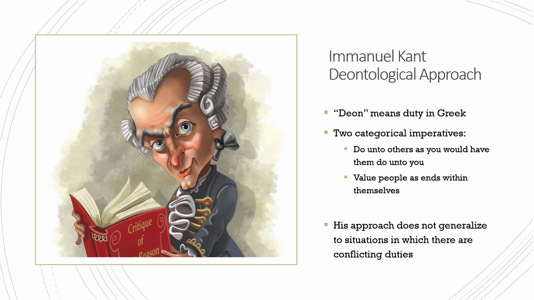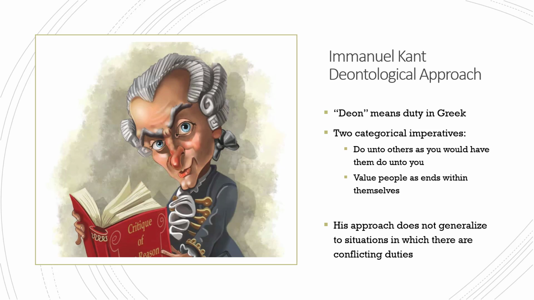Let's start with the first formula. The first categorical imperative that he has is summed up in this adage: do unto others as you would have them do unto you. In other words, do unto others in a way in which, if the roles were reversed, you would be fine with it. The second categorical imperative involved valuing people as ends within themselves and not using them as a means to an end. In other words, respect all rational persons.